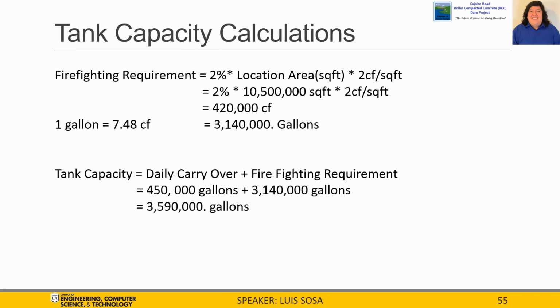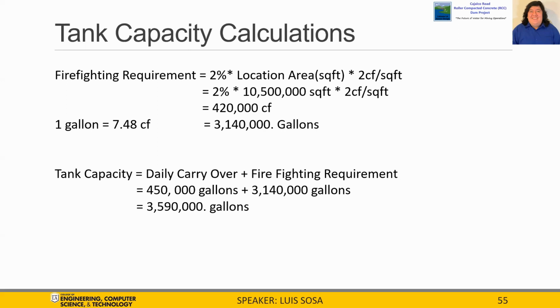We will now be discussing the tank capacity calculations. As mentioned previously, we have a daily carryover storage of 450,000 gallons of water. In addition to this water, we also include the firefighting requirements for the city of Riverside to get a total storage capacity. To solve for the firefighting required water, we use the equation shown on the slide. The firefighting requirement was found to be 3,140,000 gallons.